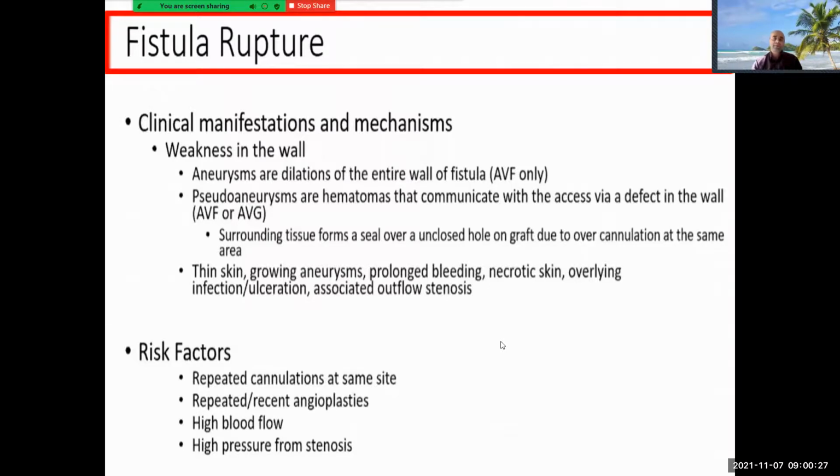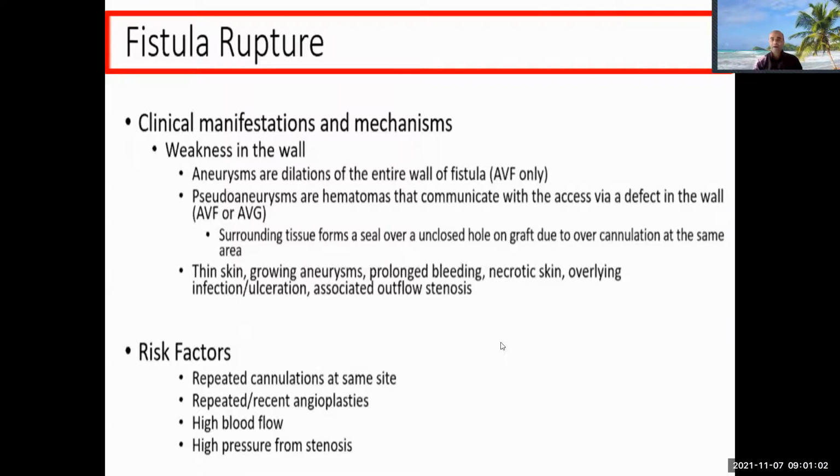What is the difference between aneurysm and pseudoaneurysm? Aneurysm is dilatation of the entire wall of a fistula. Pseudoaneurysm is a hematoma that communicates with the access via a defect in the wall of the AV fistula or graft. Surrounding tissue forms a seal over an enclosed hole on the graft due to over cannulation at the same site because of buttonhole technique. Signs: brown aneurysm, prolonged bleeding, necrotic scan, overlying infection, ulceration, associated outflow stenosis.